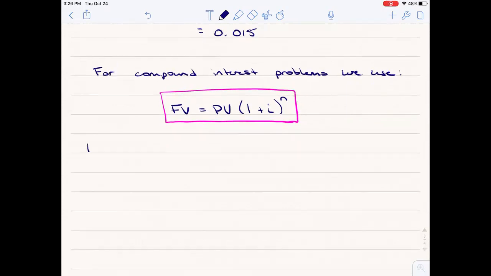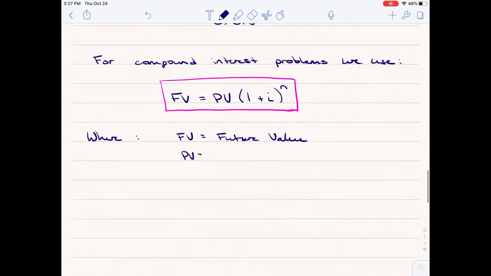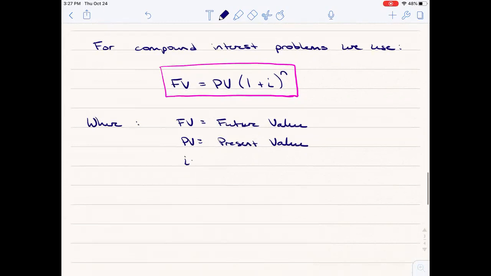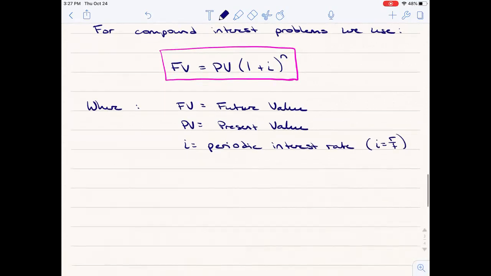But first, let's talk about where FV is the future value, PV is the present value, I is the periodic interest rate, which we said I is R over F, and N is the number of compoundings. N is time times the frequency.